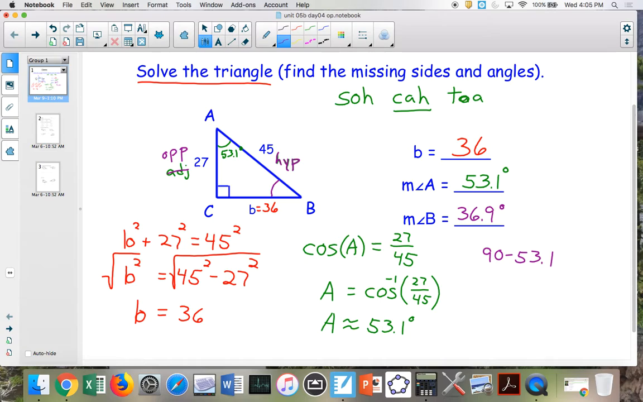So angle B is 36.9 degrees. And there you have it. We have solved the triangle. We now have the lengths of all three sides, and we have the measures of all three angles.